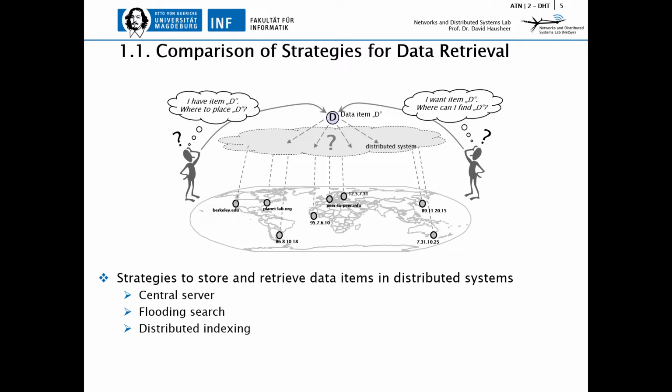We already had taken a look at some of these possibilities in the last week's lecture, where we looked at the central server-based approach, namely Napster, and the opposite approach, the flooding-based search with the Gnutella network. And today we'll also take a look at a more structured approach, namely distributed indexing. So let's review these different strategies now.